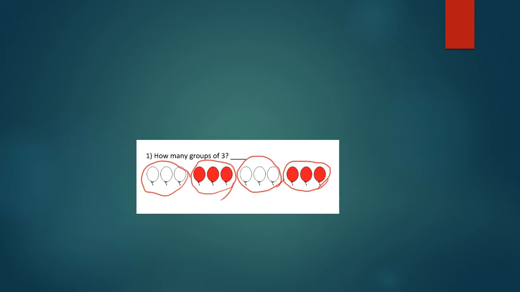I circled 4 groups of 3. There are 3 white balloons, 3 red balloons, 3 white balloons again, and 3 red balloons again. So, we've got 4 groups of 3 in this picture.